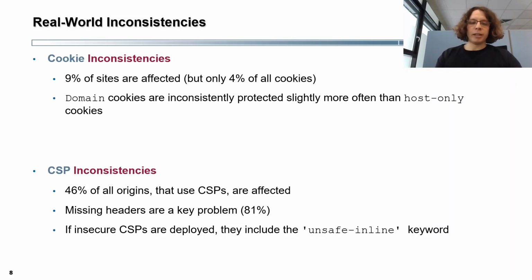The key problem that we identified is that most pages just lack the content security policy header. So in 81% of all cases, the inconsistencies came from missing headers, so that some pages on an origin simply lack the header. In some cases, insecure CSPs were deployed and they included the unsafe inline keyword.